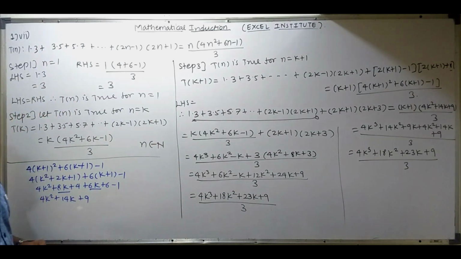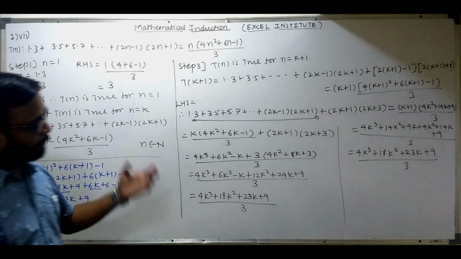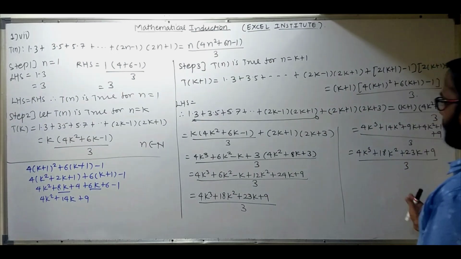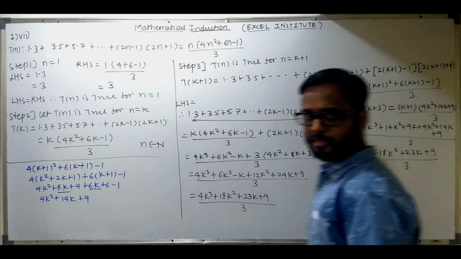Is this clear to everyone, beta? Understood properly? Because here it was not possible to take anything common, so what did we do? We just expanded everything. And this also we expanded, and we got LHS equal to RHS. Understood now? Good.